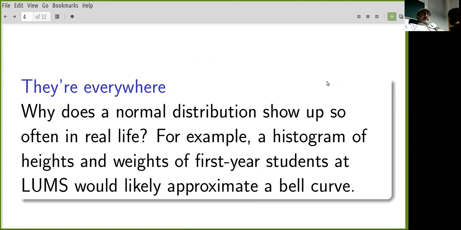So if I did a histogram of the heights of first-year students, that would approximate a bell curve. It would look like the information had come to us from a normal distribution. If we looked at weights of first-year students, again, I think it would likely approximate a bell curve.